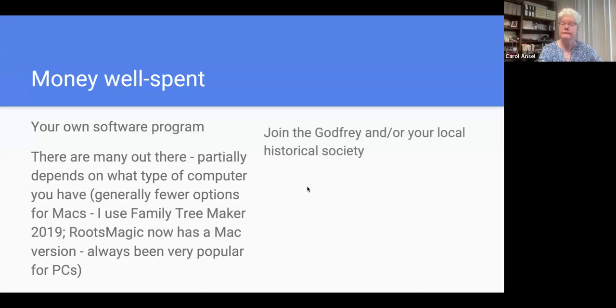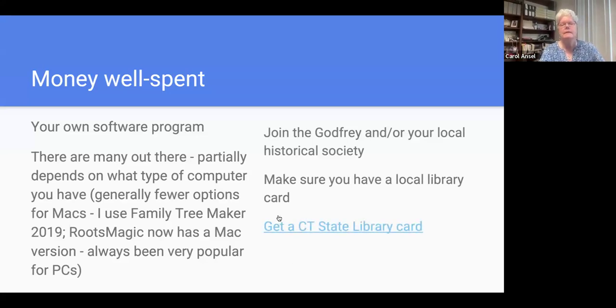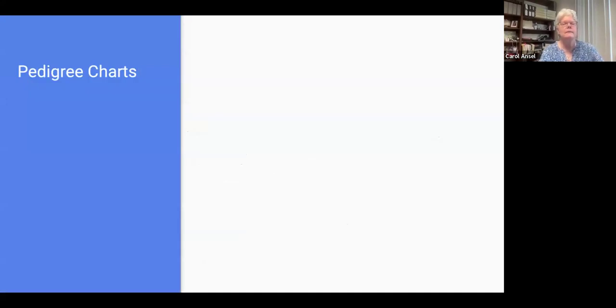And you want to definitely join the Godfrey and/or your local historical society because A, they need your support, and B, they have wonderful resources for you. Make sure you have a local library card. And again, in most states, that'll give you access to some products that are available on a statewide basis. And there's a link I'm not going to do today, but if you want to know details on getting a Connecticut State Library card, let me know and I will get you in there.